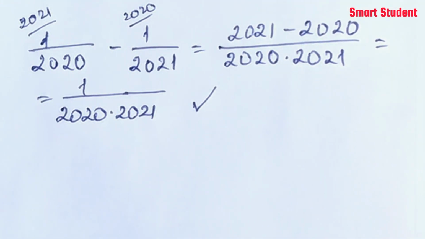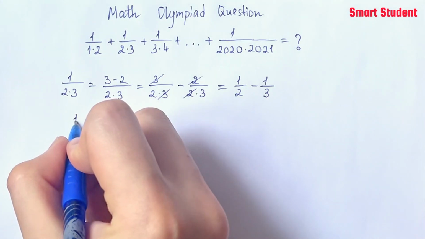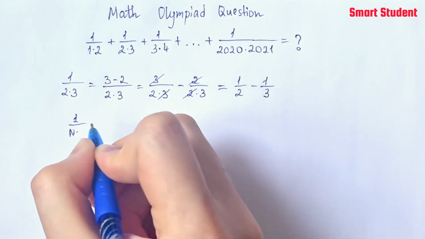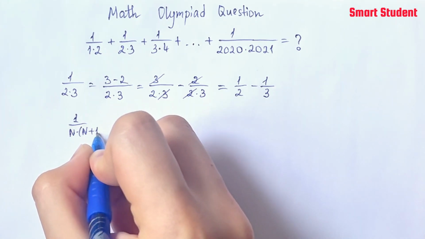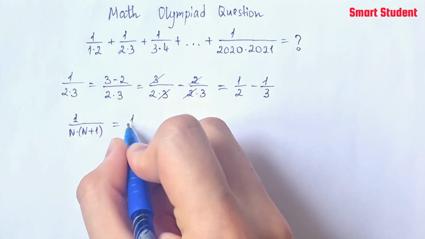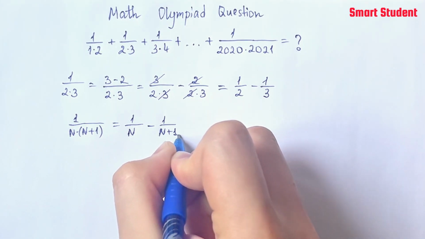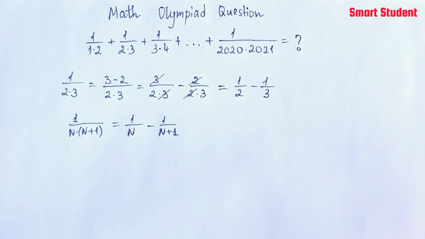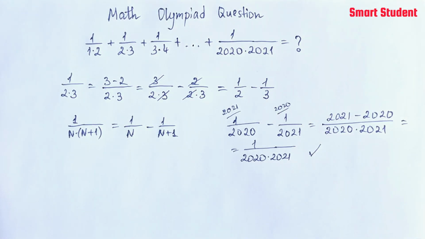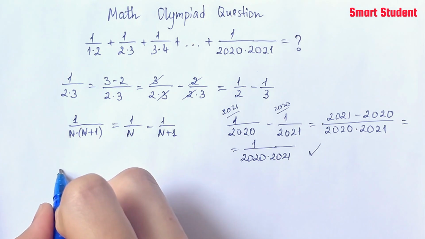Thus, we can come to the conclusion that this kind of fraction, like 1 divided by n times n plus 1, can be written in the form of 1 over n minus 1 over n plus 1, where n is greater than 0. Well, if so, let's write down the problem using this method.